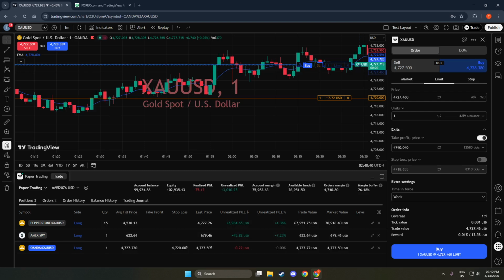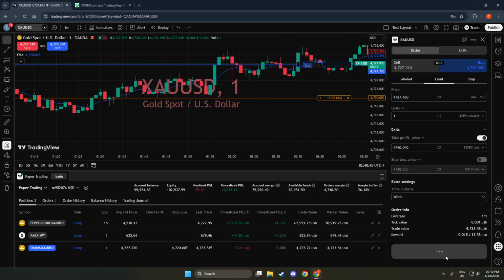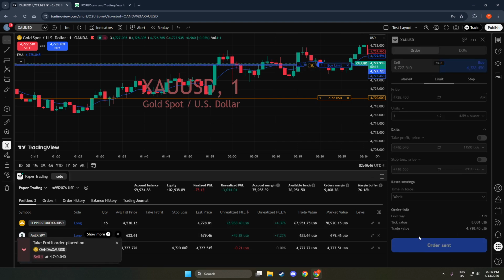On the chart, you should see a horizontal line marking your TP level, making it easy to verify at a glance. If you need to fine-tune it later, you can usually drag the line on the chart or edit it from the order management panel. That's it. You've just set a take profit on TradingView, keeping your strategy clear and your exits automatic.